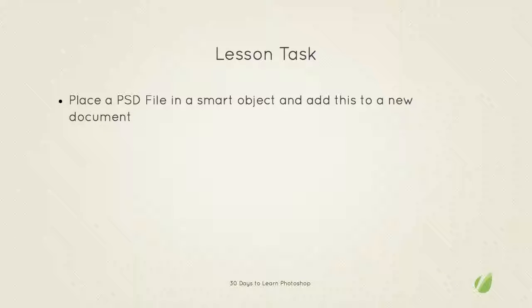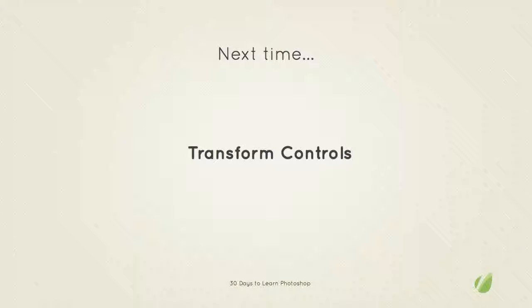So your task for this lesson is to place a PSD file in a smart object, like we've just shown you. Go to File, Open as Smart Object, and then add this to a new document. So create a new document, put your viewing mode to 2 columns, and drag the layer over onto the other document. Next time on 30 Days to Learn Photoshop, we'll be looking at the transform controls.